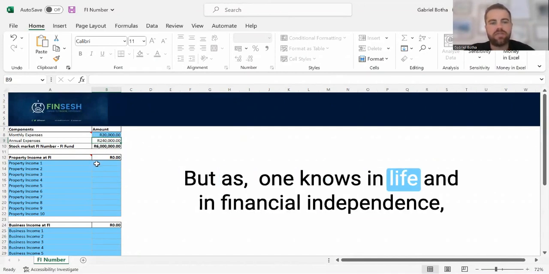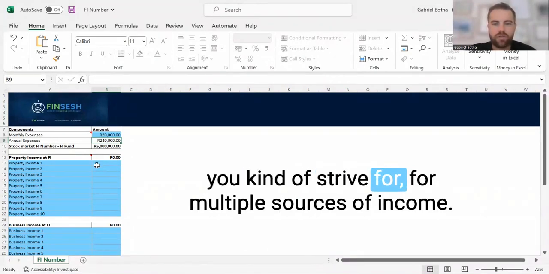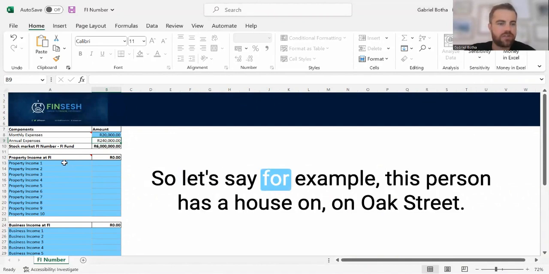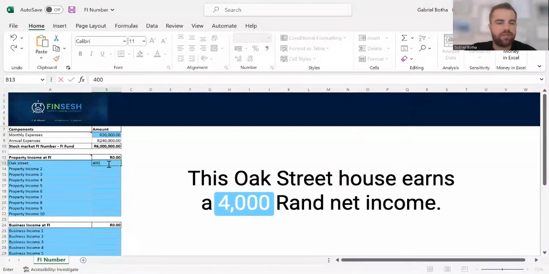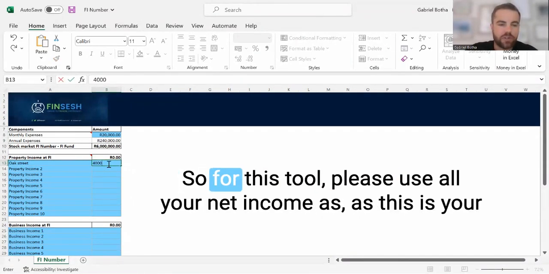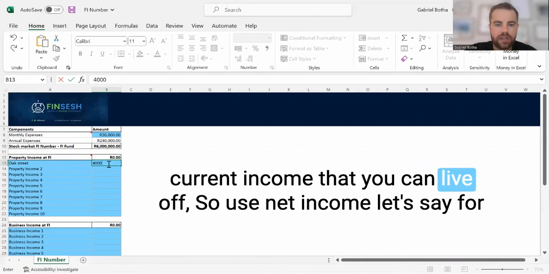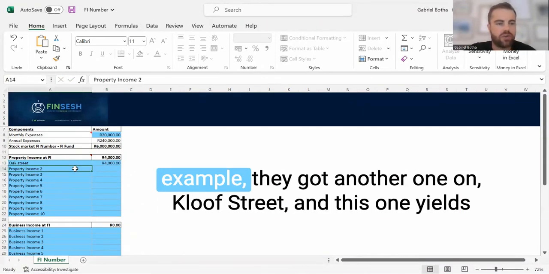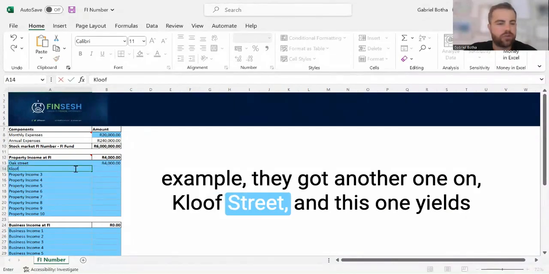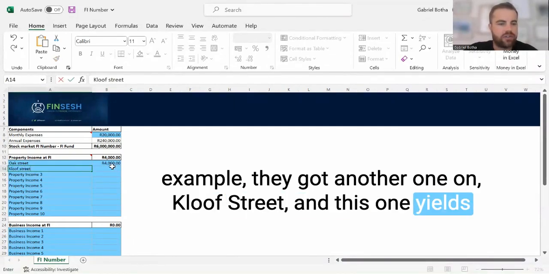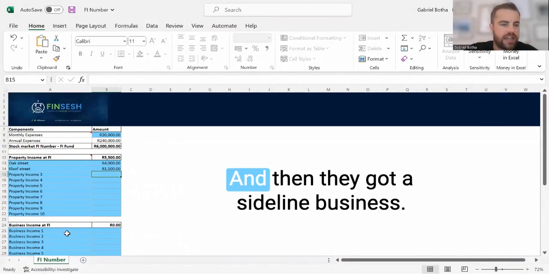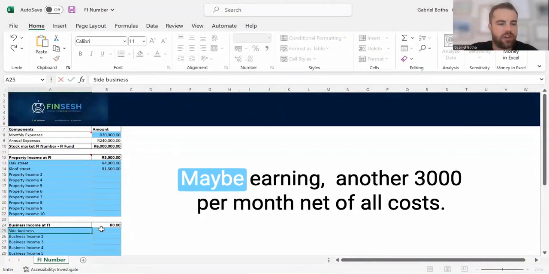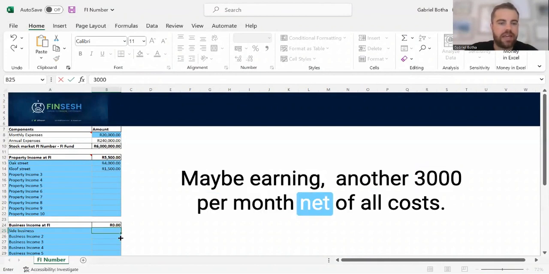But as one knows, in life and in financial independence, you kind of achieve for multiple sources of income. So let's say, for example, this person has a house on Oak Street. This Oak Street house earns a 4,000 Rand net income. So for this tool, please use all your net income, as this is your current income that you can live off. So use net here. Let's say, for example, they got another one on Kloof Street, and this one yields, still currently in debt, but it yields, let's say, 1,500 Rand for this person. And then they got a sideline business, maybe earning another 3,000 Rand per month net of all costs.